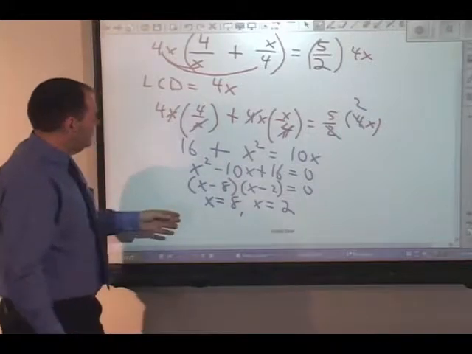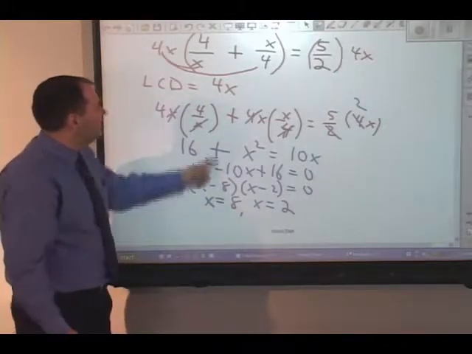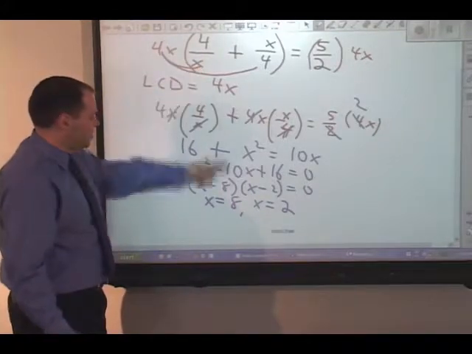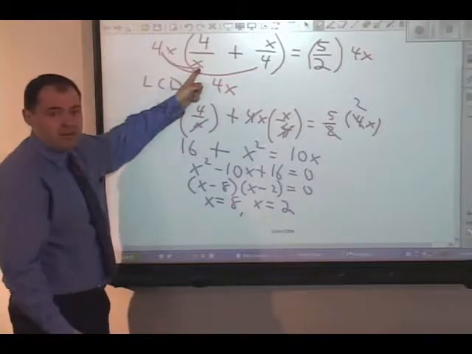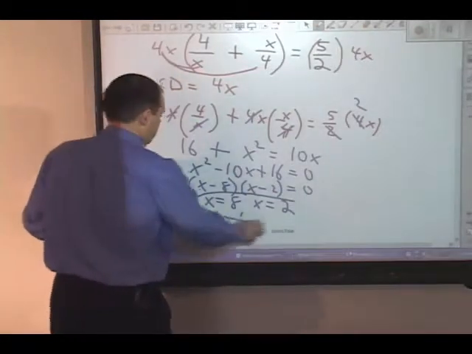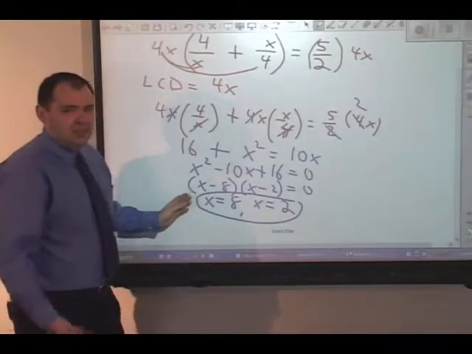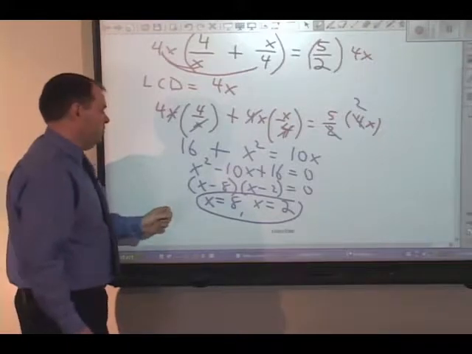And the final step is to ensure that neither of these values would cause the denominator in the original expression to be 0. So if I substitute 8 or 2 up above, that's not creating a problem. And these should therefore be our correct solutions. Okay? So there's the algebraic process involved in solving a rational equation.